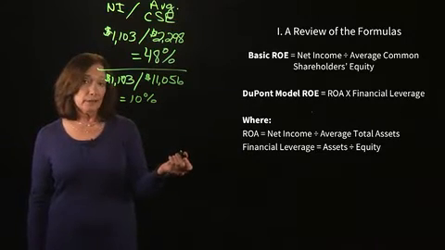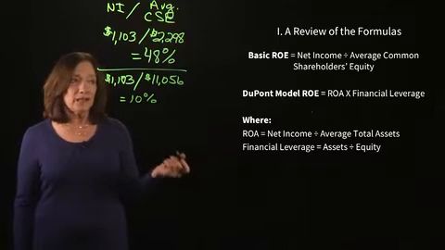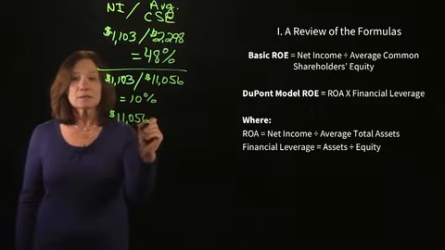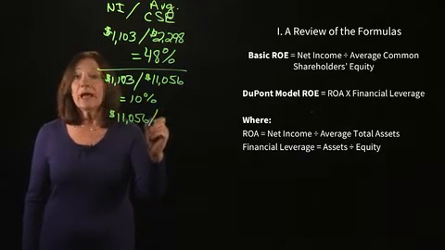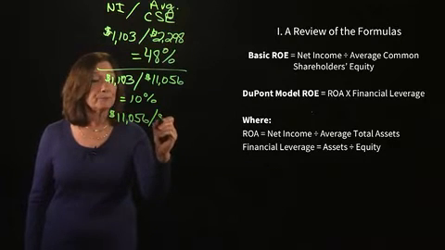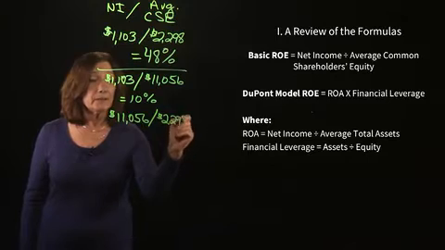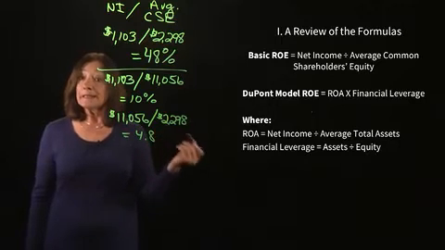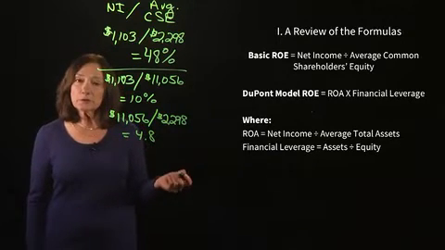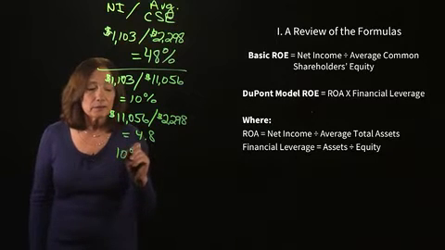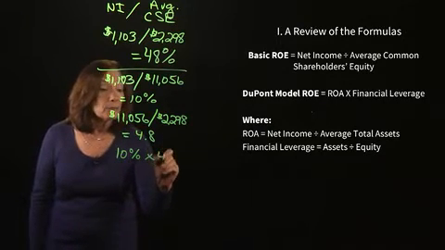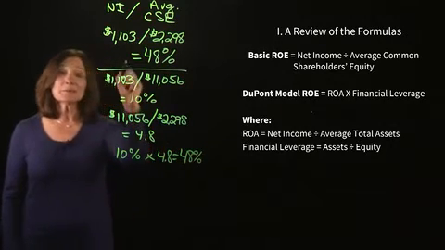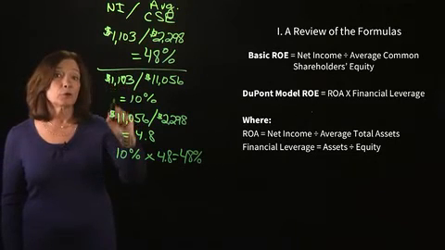Now, the second part of the calculation is we're going to take our total assets, 11,056, and divide it by the average common shareholder equity, 2,298,000. This gives us 4.8. Now, to calculate the total return on equity, we're going to take the 10%, multiply it by the 4.8, and that gives us 48%, the exact same number that we had come up with using the basic formula.